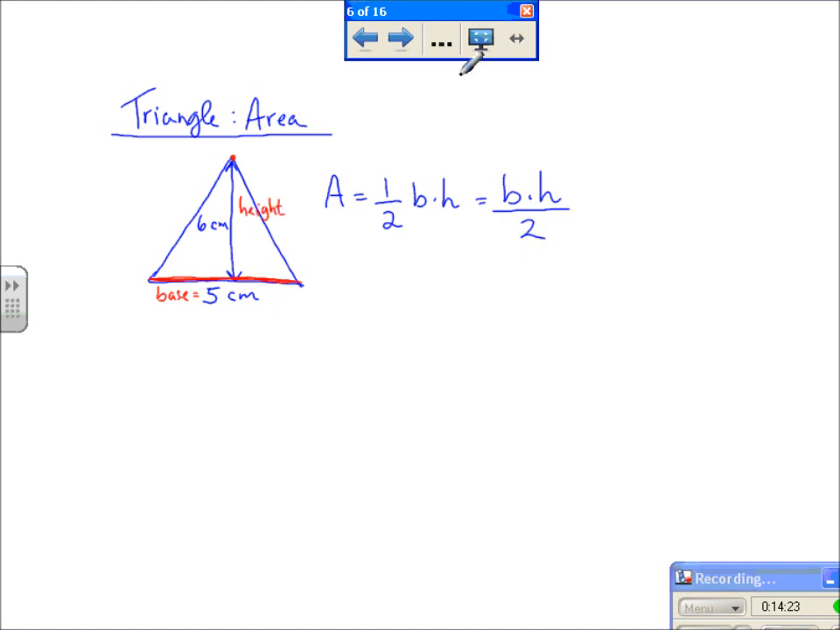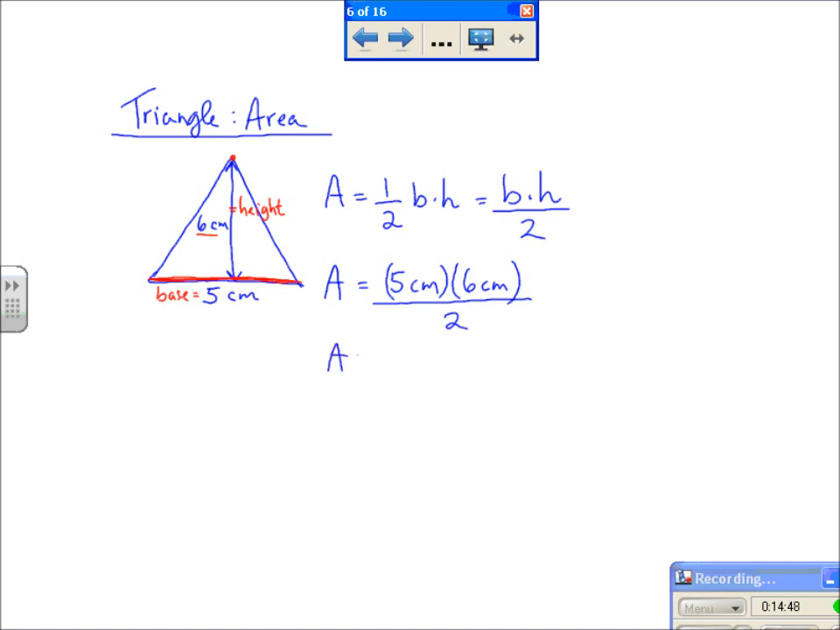That's the height of my triangle. And so my height would be 6 centimeters, and my base would be 5 centimeters. So I can compute the area for this. It's going to be equal to the base, which is 5 centimeters, times the height, which is 6 centimeters, b times h, all divided by 2. So whatever number we get on the top here, we're going to divide it by 2.